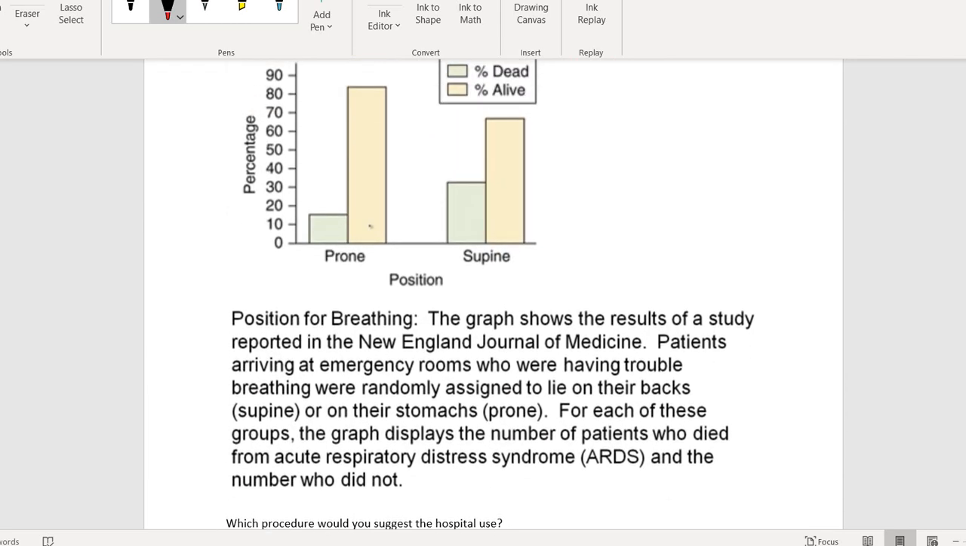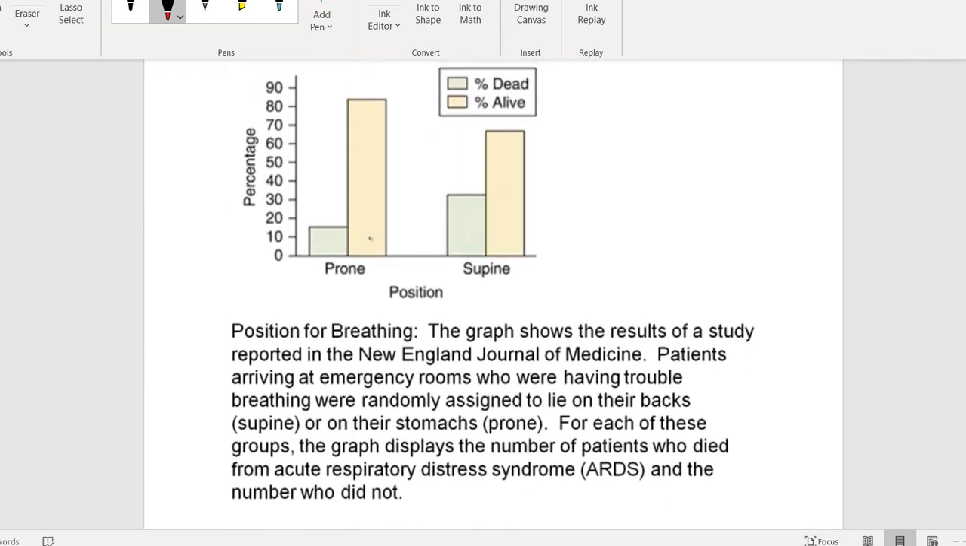And last but not least, let's say that we want to compare these two graphs. Patients are arriving at an emergency room and they're having trouble breathing, and they are randomly assigned to either lie on their backs, which is supine, or on their stomachs, which is the prone position. For each of those, the graph displays the number of patients who died from acute respiratory distress syndrome and the number who did not.